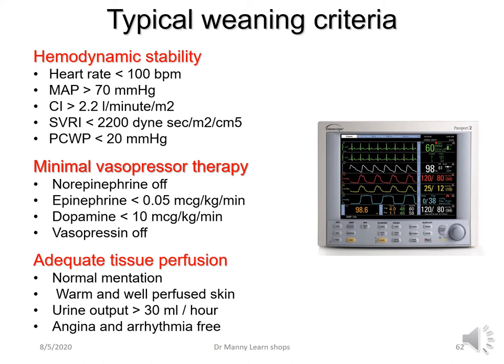They may not have a pulmonary artery catheter, but if they do, their pulmonary capillary wedge pressure should be less than 20 millimeters of mercury. If they were on vasopressor therapy or positive inotropes, epinephrine should be at the lowest possible dose or off. Dopamine should be about 5 to 10 micrograms per kg per minute or off. And if they're on vasopressin, off. They should be demonstrating a normal level of consciousness and mentation, warm, well perfused, with a good urine output, and they should be free of angina and any dysrhythmias or arrhythmias.